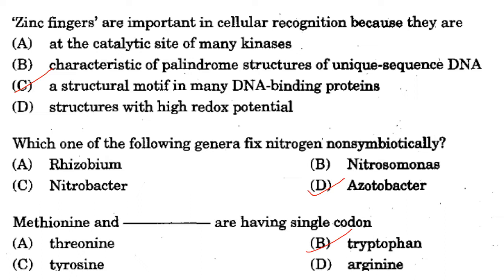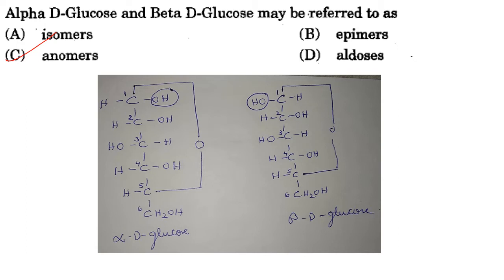Then, which of the following genera fix nitrogen non-symbiotically? Answer is option D, Azotobacter. Then, methionine and dash have a single codon. Methionine and tryptophan have only single codons. So they are coded by only a single codon. Answer is B.